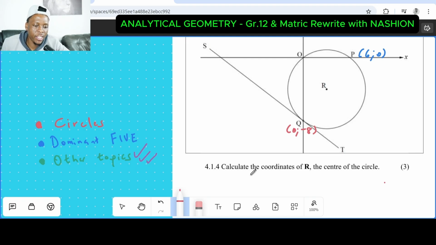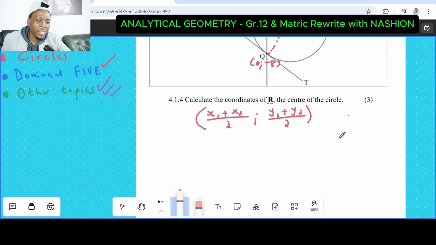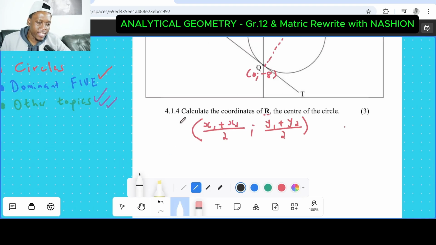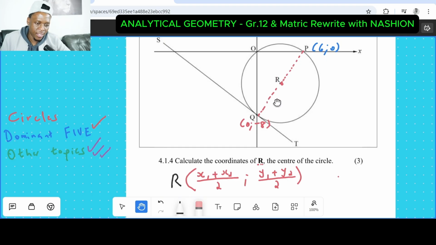Next, calculate the coordinates of R. Nice one. So R here is the center. And what do we know so far? PQ is our diameter. Out of these 3 types of questions, which question is this? That's the dominant 5. Why? Because we learnt earlier on in this lesson that the center of the circle is actually the midpoint of a diameter. So this is a dominant 5 midpoint question. This is the midpoint formula.